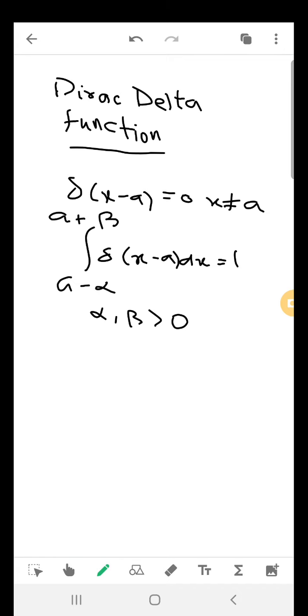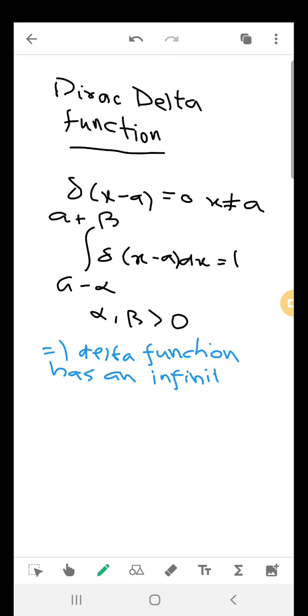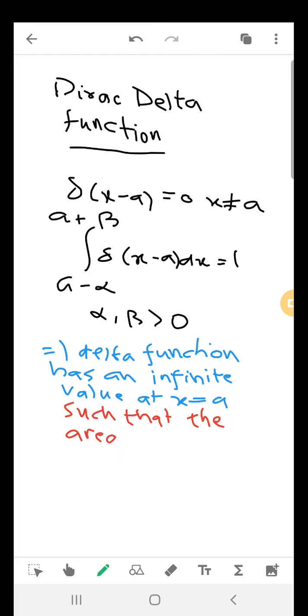So, in words, we can say that the delta function has an infinite value at x equal to a such that the area under the curve is unity.